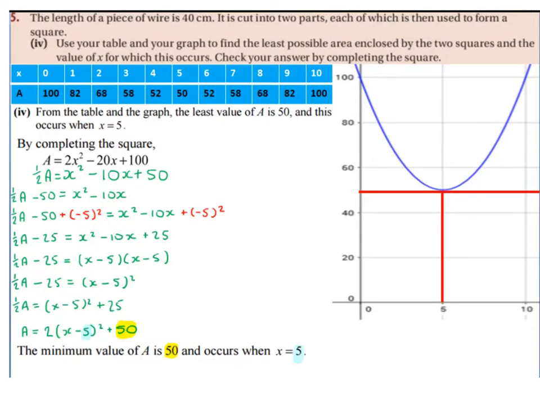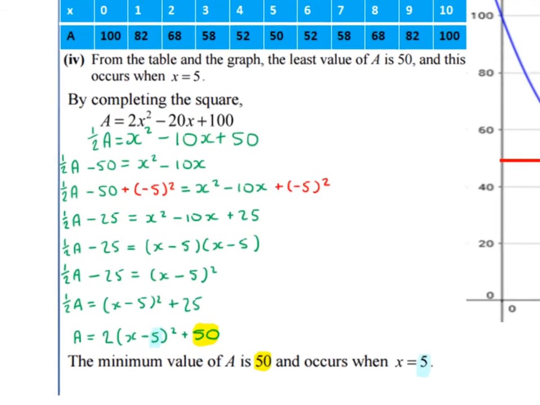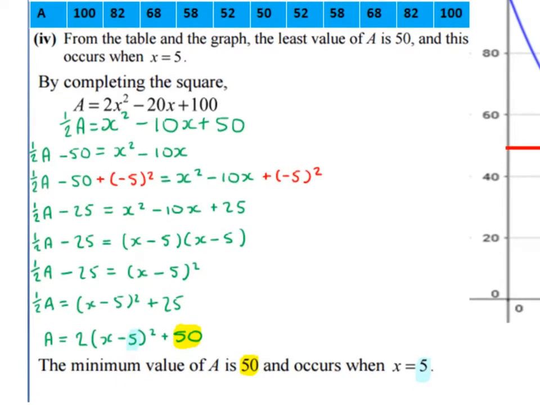So now we have to check our answer by completing the square. So when we complete the square, we end up figuring out what this minimum point of our curve is. So we have a equals 2x squared minus 20x plus 100. So we want to complete the square, but we cannot use the complete the square method when we have 2x squared. We can only use it when we have x squared. So we can multiply across by a half, or you could say that we are dividing across by 2.